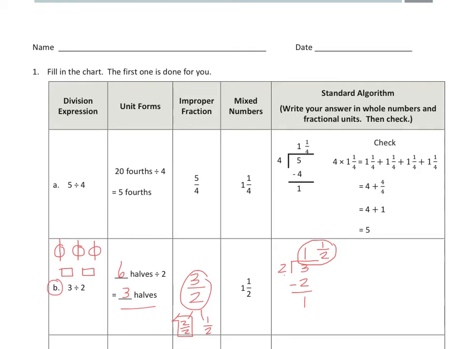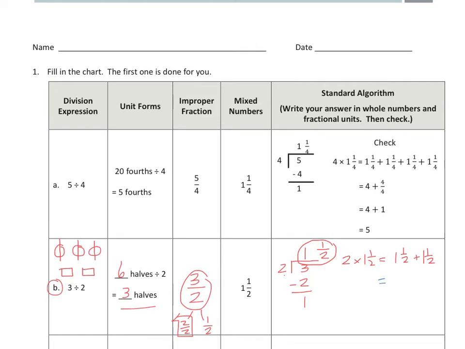Now I can check that by looking at the example up here for checking. I'm going to use this kind of modeling. If I take my answer and I multiply it by 2, my job is, do I get the number 3? So I'm going to say 2 times 1 and 1 half, which really means 1 and 1 half plus 1 and 1 half, which I'll go ahead and change it in blue.